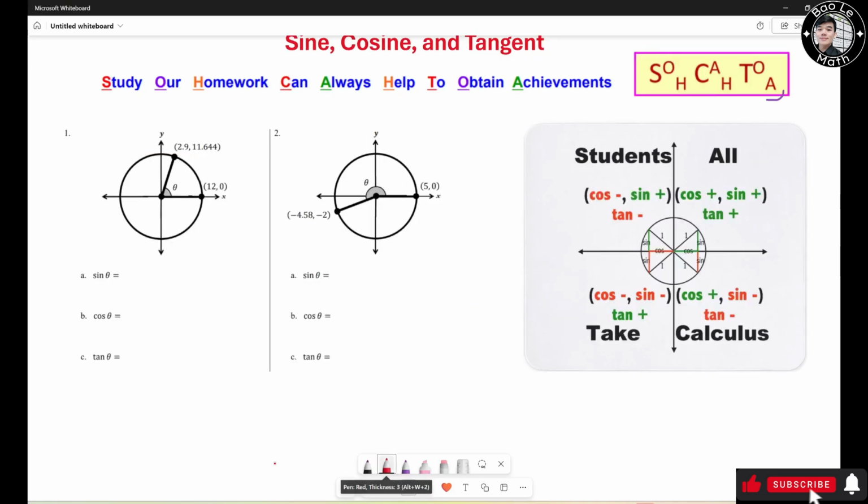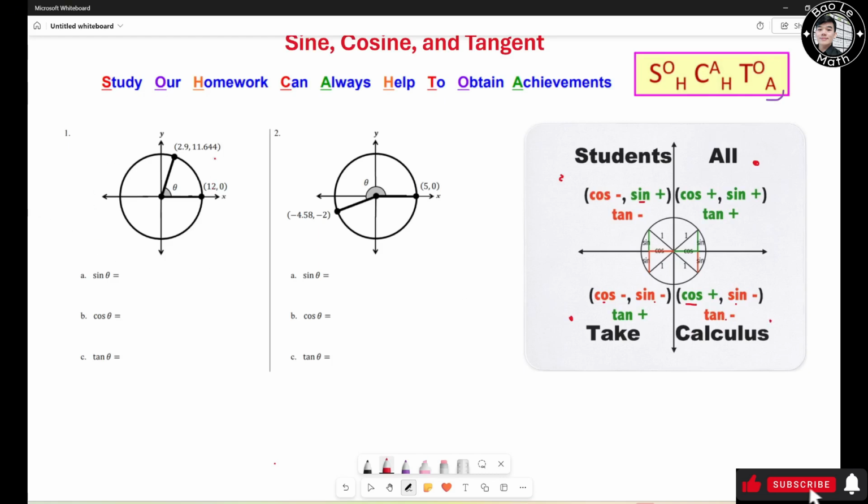Now let's move on to the next example. Alright, so in this example, make sure you check your work using the trick right here. All students take calculus, which means if the point is in the first quadrant, sine, cosine, tangent are going to be positive. If the point is in the second quadrant, sine is positive, cosine and tangent are going to be negative. If the point is in the third quadrant, tangent is positive, cosine and sine negative. And if the point is in the fourth quadrant, cosine is positive, sine and tangent negative, right?